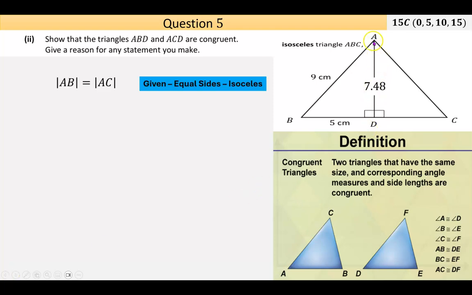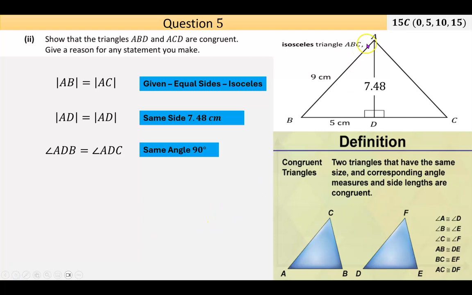Then the next thing is they have a common side. AD is the same for both triangles. So AD is equal to AD because it's the same side. It's pretty obvious when you have it said out like that. The last one is the angle ADB. So this angle here is equal to this angle here, because we're told they're perpendicular. They're both 90 degrees. So these two sides are equal, these two sides are equal, these two angles are equal. So we've proved it by side, angle, side.